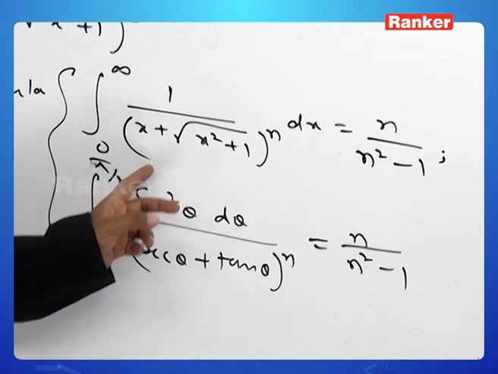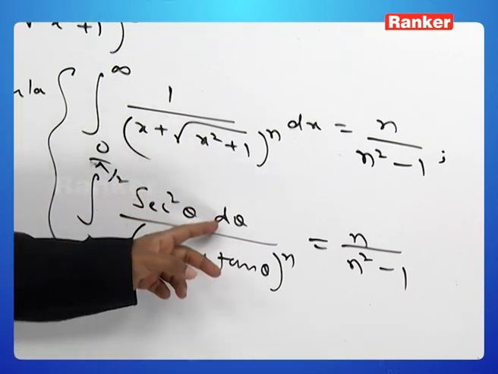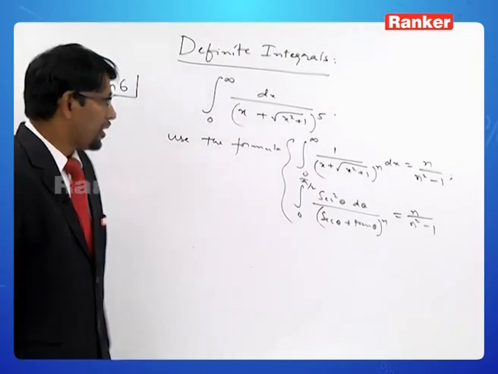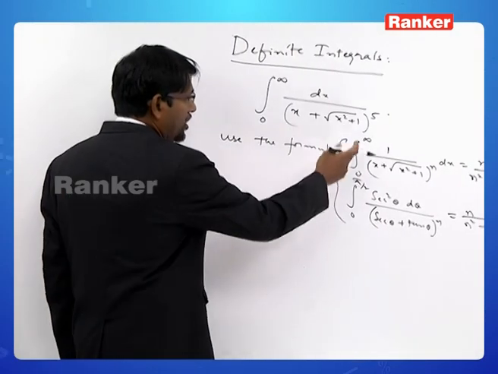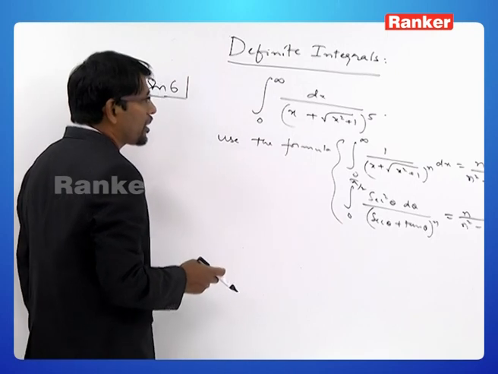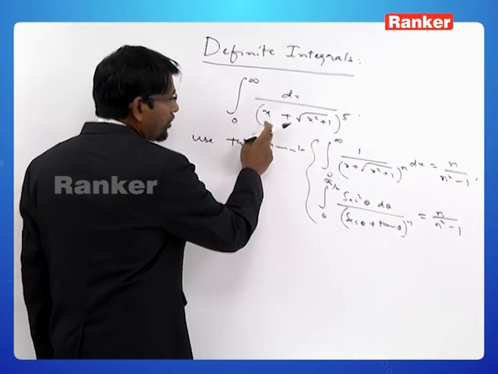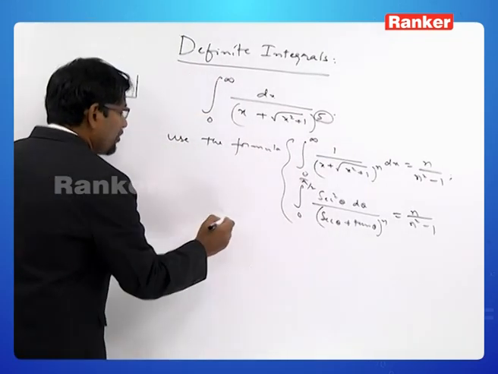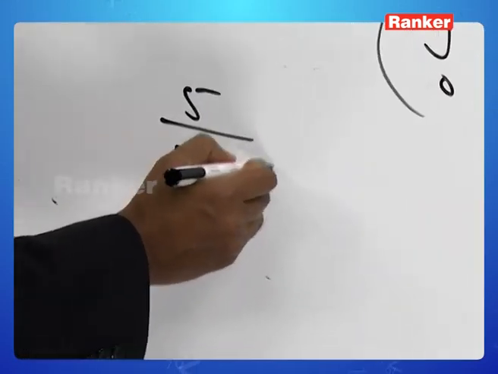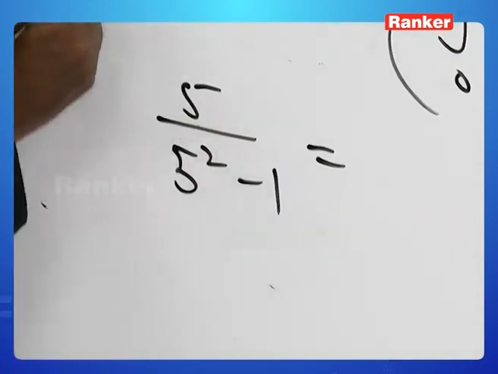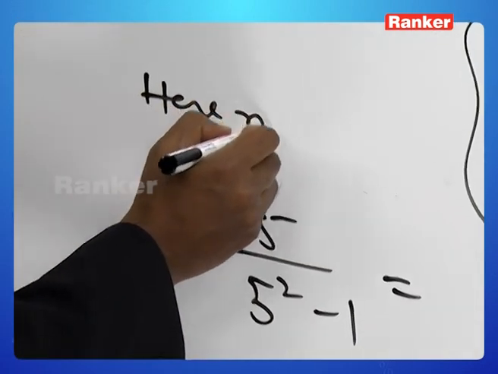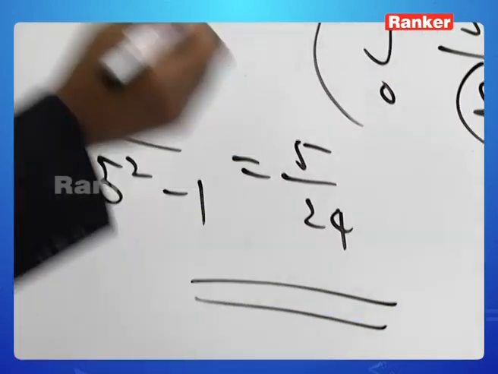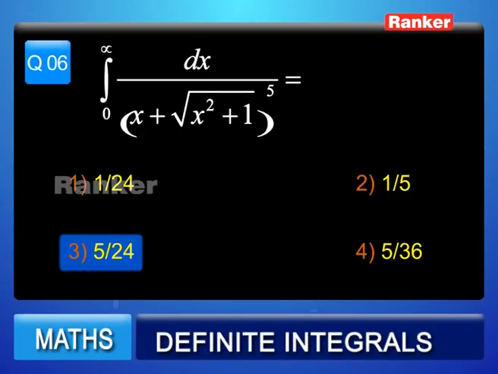Theta ranges from 0 to pi by 2, secant square theta d theta by (secant theta plus tan theta) raised to the power n. So we can directly use this formula. What is n? In this case, n is 5, so we use the formula n by n square minus 1. Here n is 5, so the answer is 5 by 24. Answer is option 3.